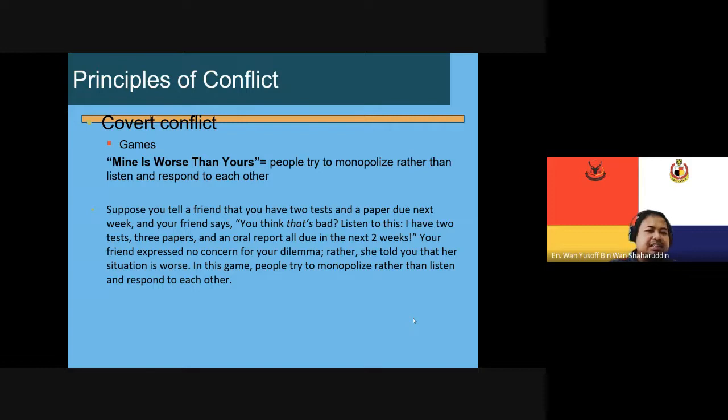So in this particular Mine Is Worse Than Yours game, when you are expressing your concern or telling them your issue or your problem, they will go back to you and tell you they have a lot of things in mind, they have more problems than you. I got a lot of things to think about rather than thinking of your small problem. Mine is worse than yours.